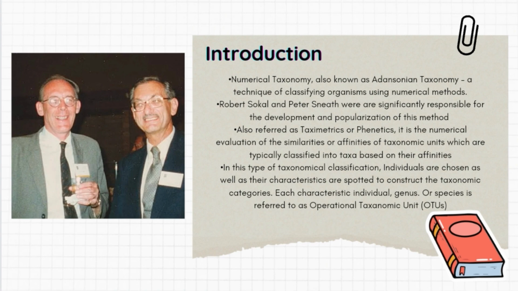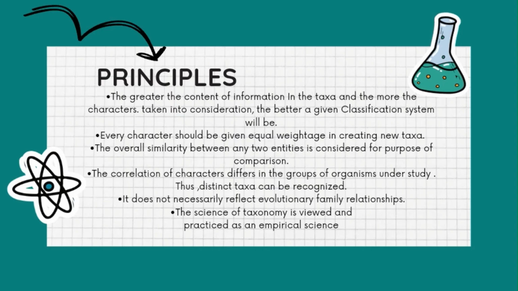In this type of taxonomical classification, individuals are chosen and their characteristics are spotted to construct the taxonomic category. Each individual, genus, or species is referred to as an operational taxonomic unit. Then, using character analysis, similarities between the individuals are determined. The principles of numerical taxonomy are as follows.